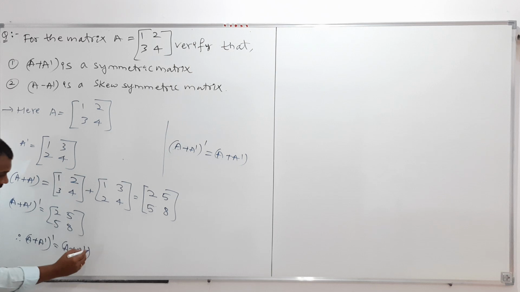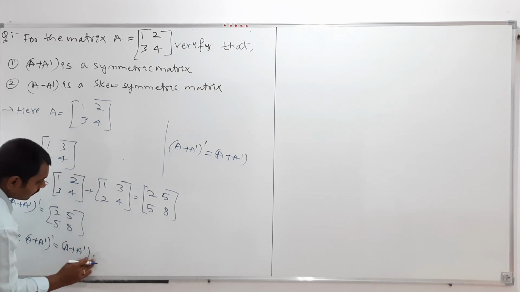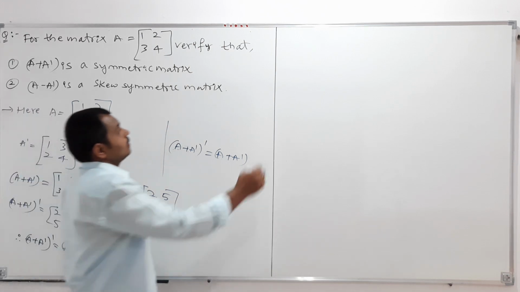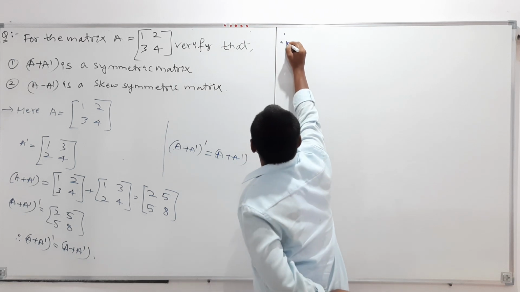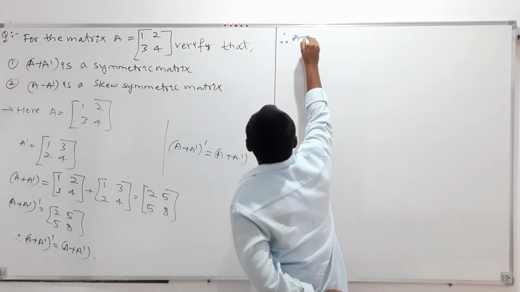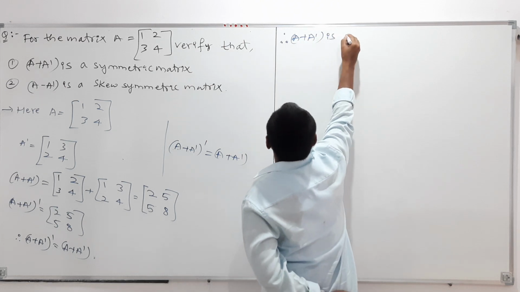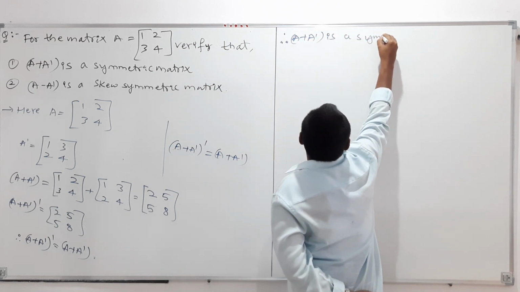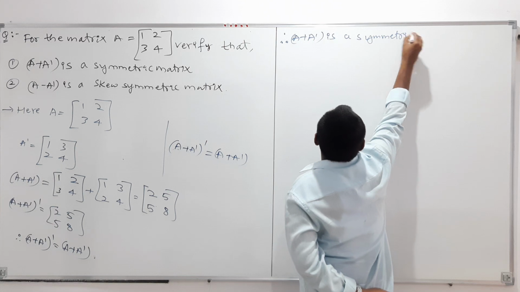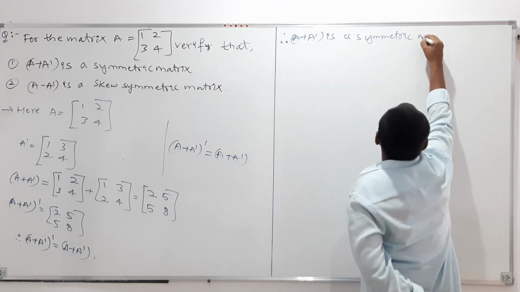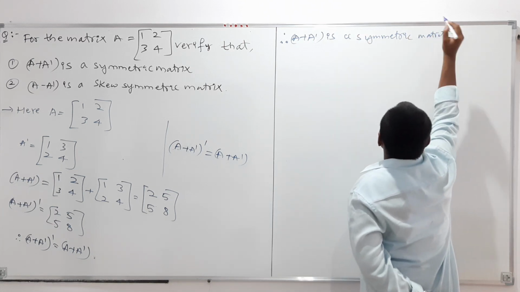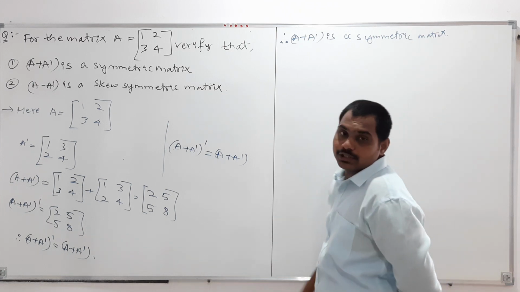Clear? So therefore, we can write here, I write there due to lack of space, therefore A plus A dash is a symmetric matrix. Clear, my dear students?